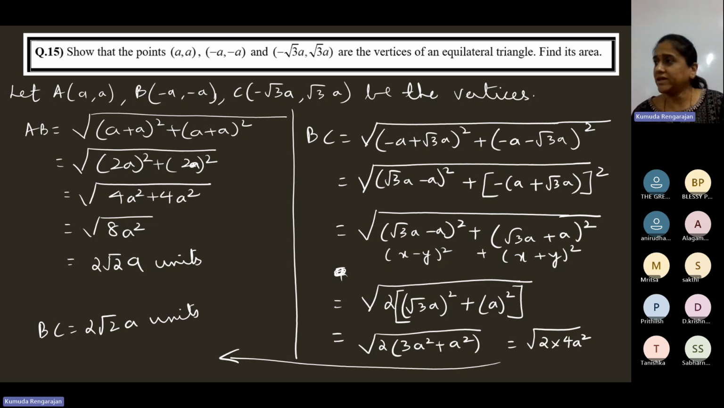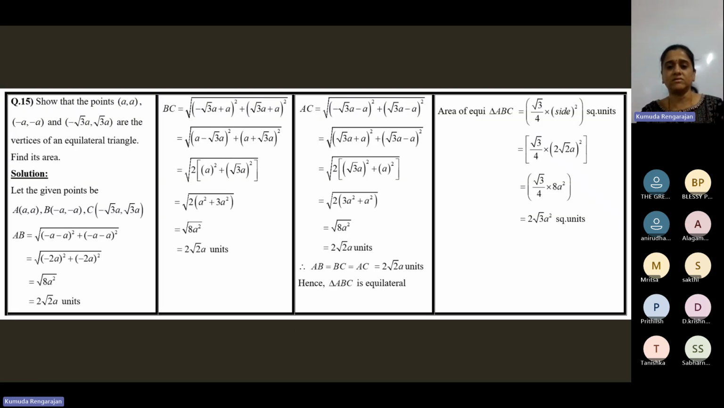All right. And then find area. Formula to find area of an equilateral triangle, root 3 by 4 into side square. And what is side? 2 root 2a. That's it. All right. So I have the answer. I'll just share this image on WhatsApp with you later.